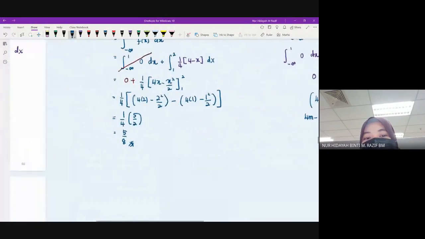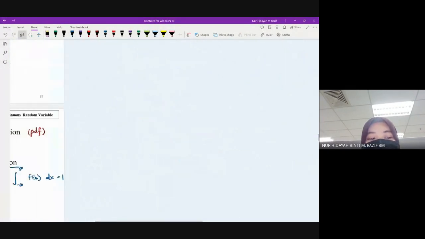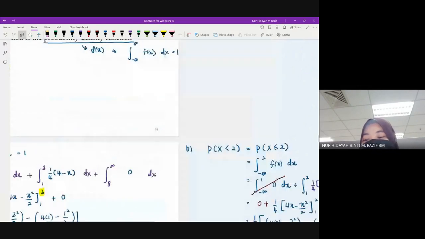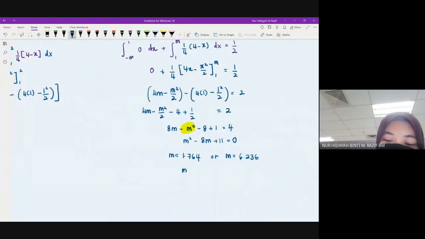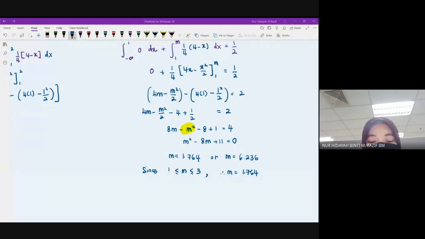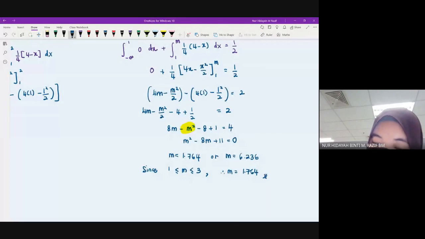Since in the question kita tahu fx tersebut is defined antara 1 hingga 3. So in this case kita tahu m juga mesti berada di antara 1 sehingga 3. So since we know this, we can conclude that m should be 1.764, not m is equal to 6.236. So kita ignore yang tu terus dapat jawapan.